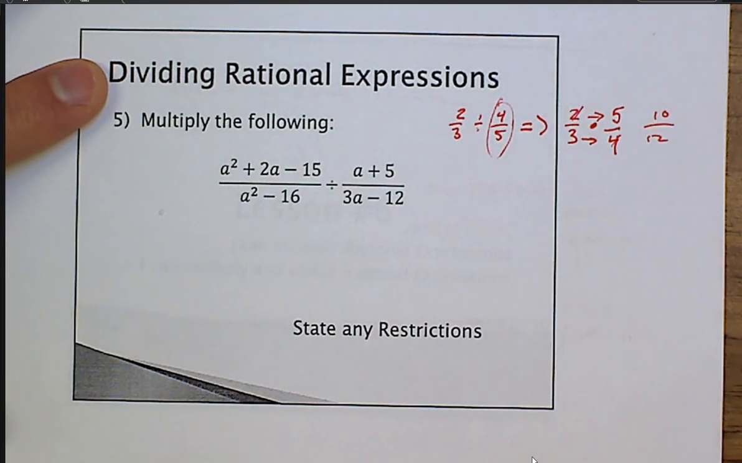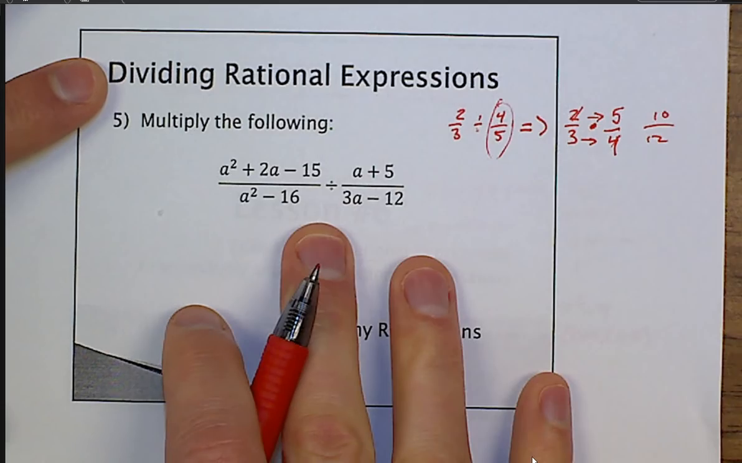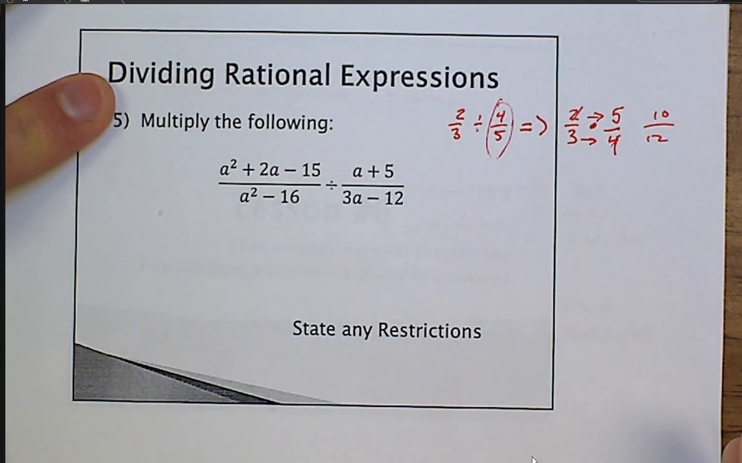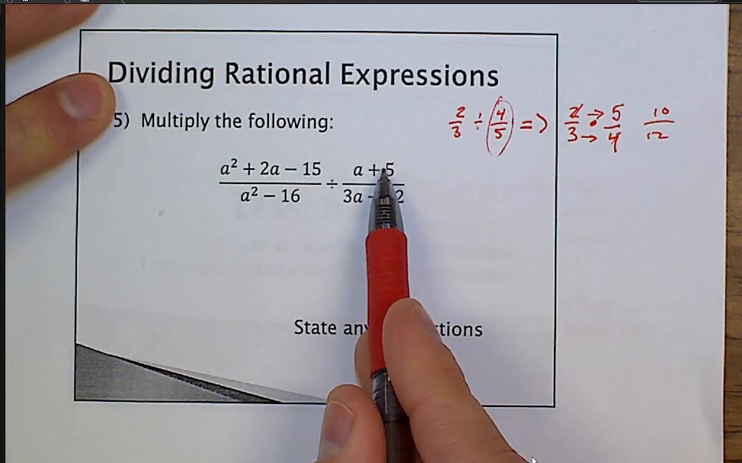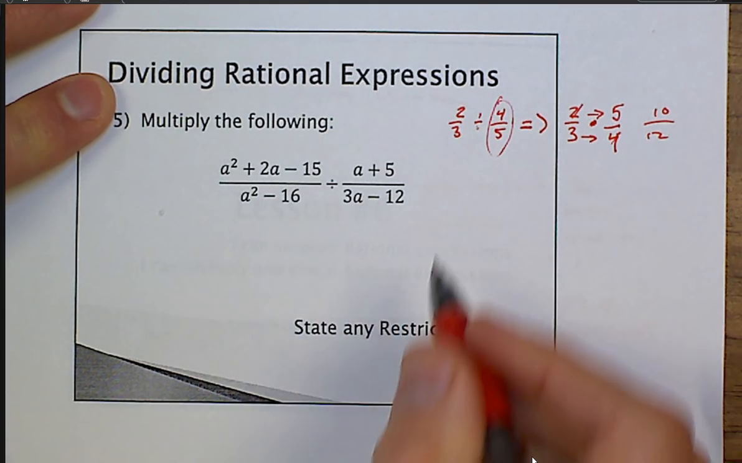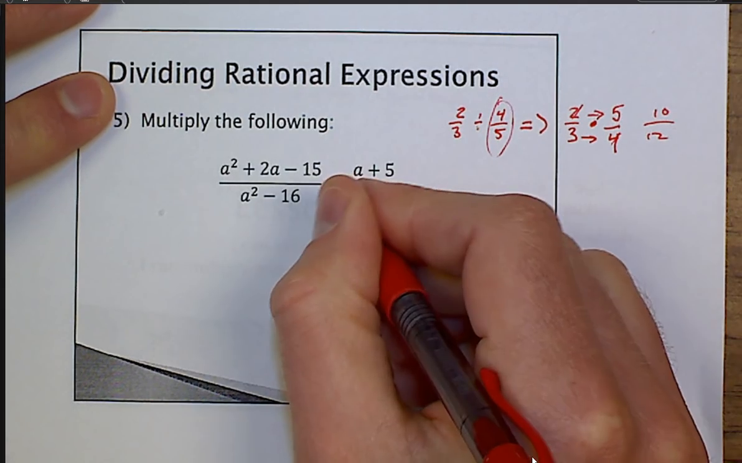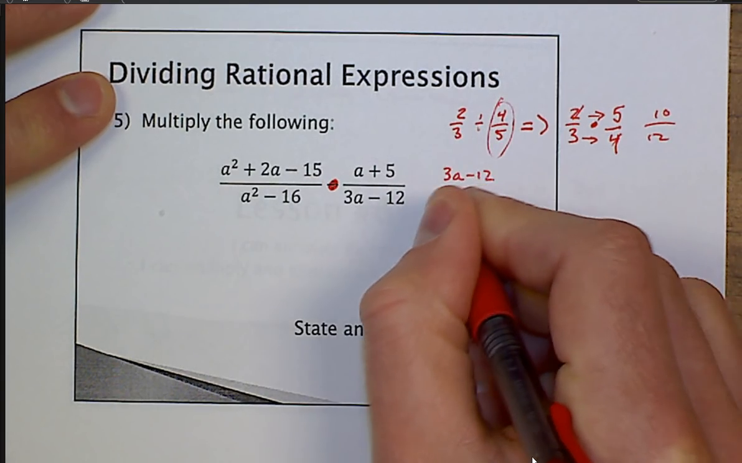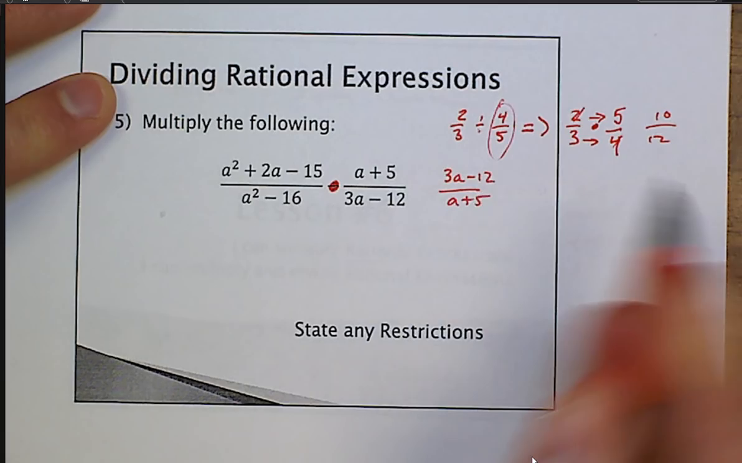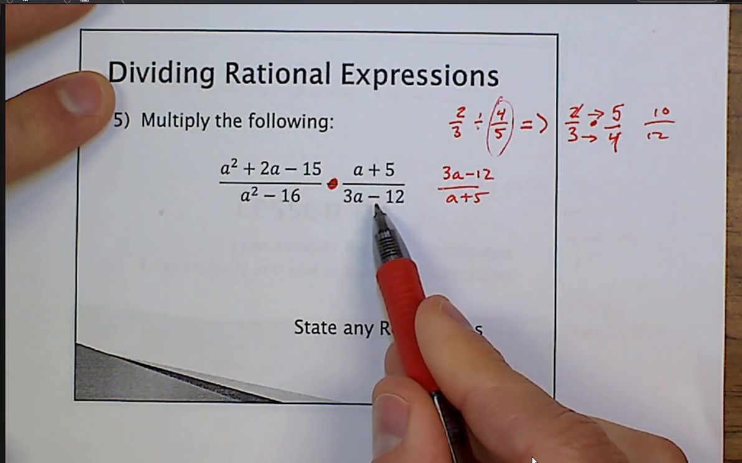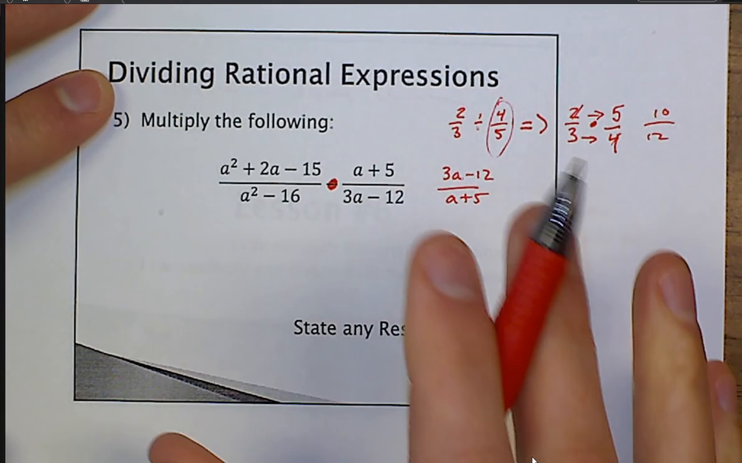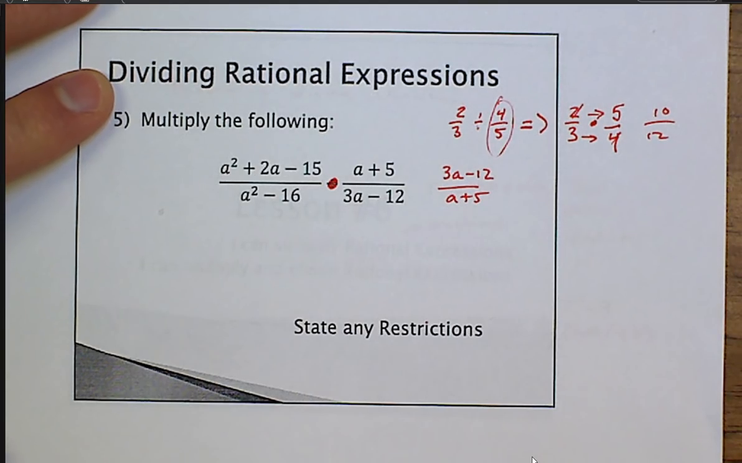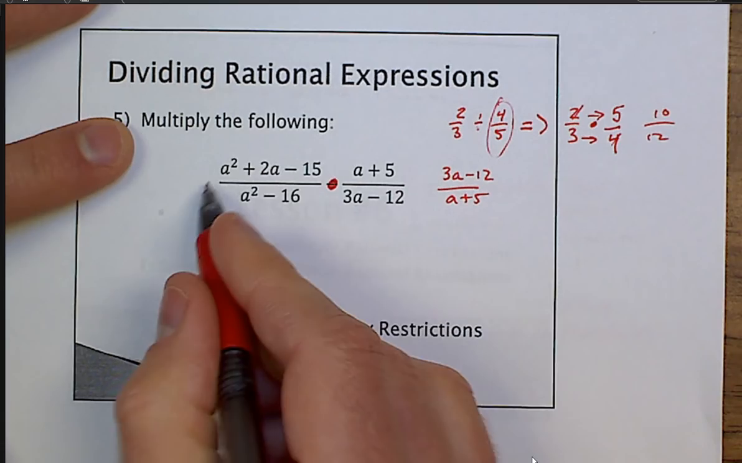That concept is carried over exactly right here. So you can do this one of two ways. You can factor the top, factor the bottom, factor the top, factor the bottom, or a lot of students will change this to multiplication and rewrite this as 3a minus 12 over a plus 5. I like to flip the second fraction right away so that I don't confuse myself and start cross-reducing when I shouldn't. So now I'm going to go ahead and factor this top.